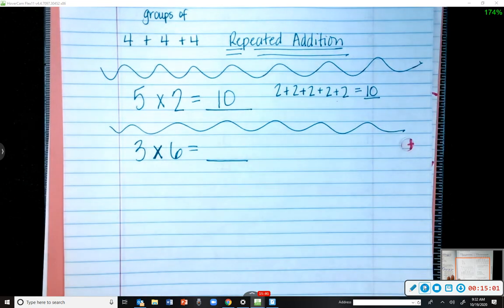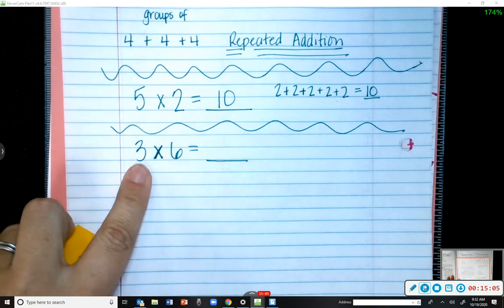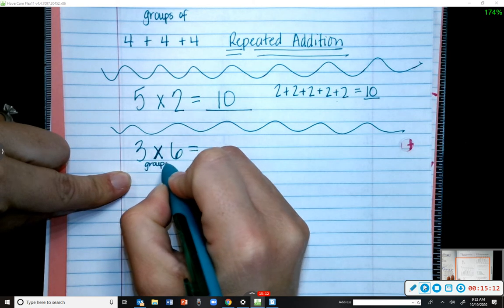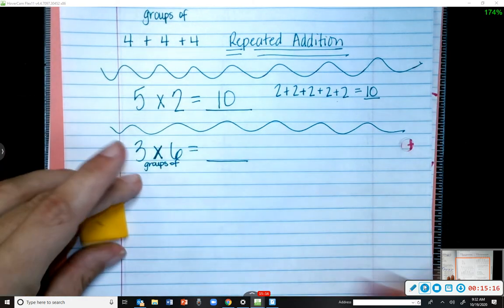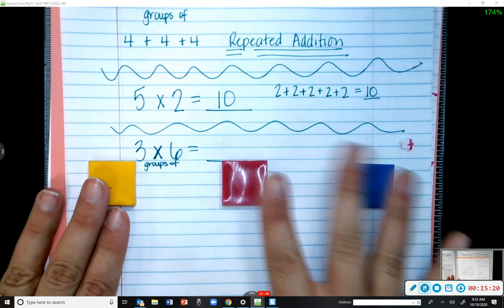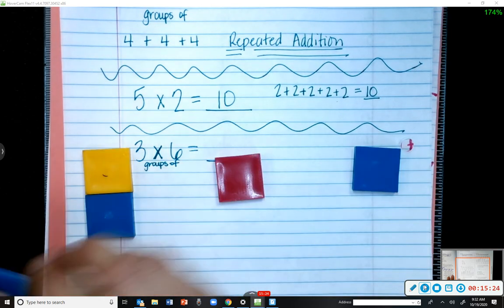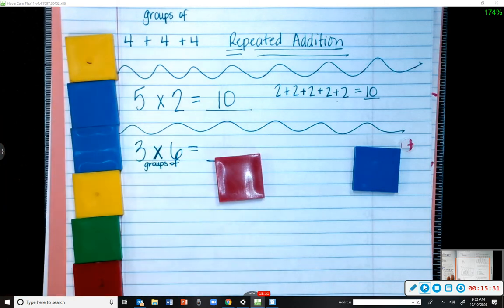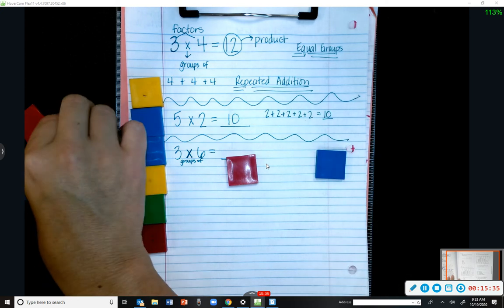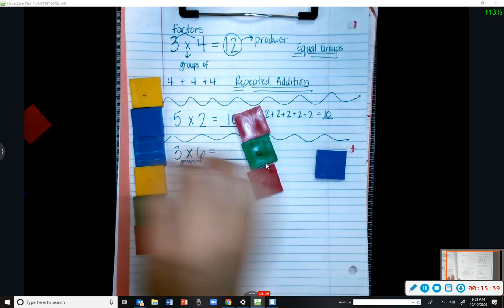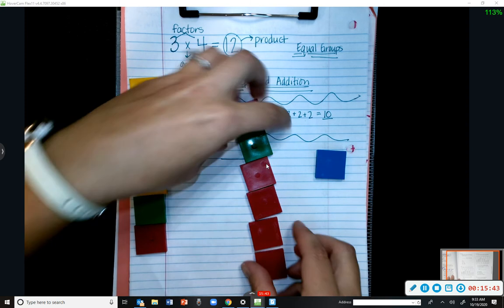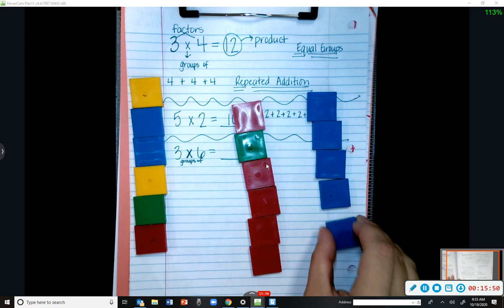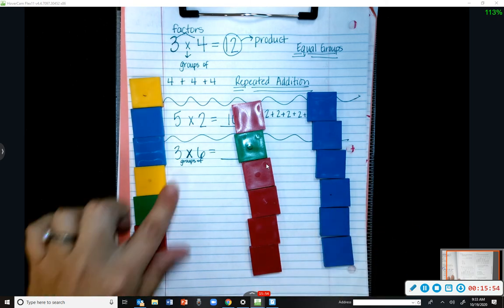Okay, I'm walking around the room and I see great things, so I'm going to show you what we have going on here. They were telling me that 3 times 6 is 3 groups of 6. So I need to start with 3 groups, right? And then put 6 in each of those groups. So that's 1, 2, 3, 4, 5, 6. Okay, let's zoom out a little bit so you guys can see. Okay, so there's 3 times 6.